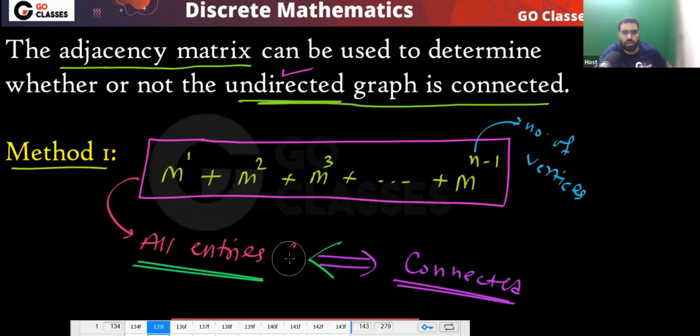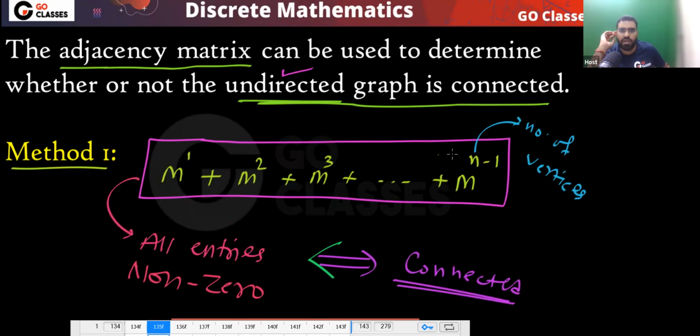Sorry, all entries non-zero. So all entries must be non-zero. You must have all entries non-zero, then it will be connected. And if it is connected, then all entries will be non-zero. Very simple. This is a simple idea: just find out how many walks there are, of length 1 to n minus 1. I am talking about an undirected graph here.